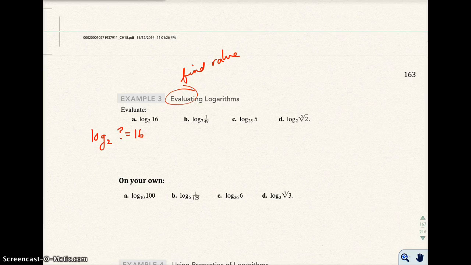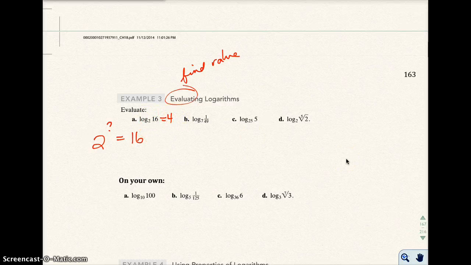Okay. Another way to look at this, and actually probably a better way to look at it, is to look at the base is 2. The base is 2. I'm going to figure out what exponent do I need to get 16. So the answer would be 4, because 2 to the 4th power equals 16.